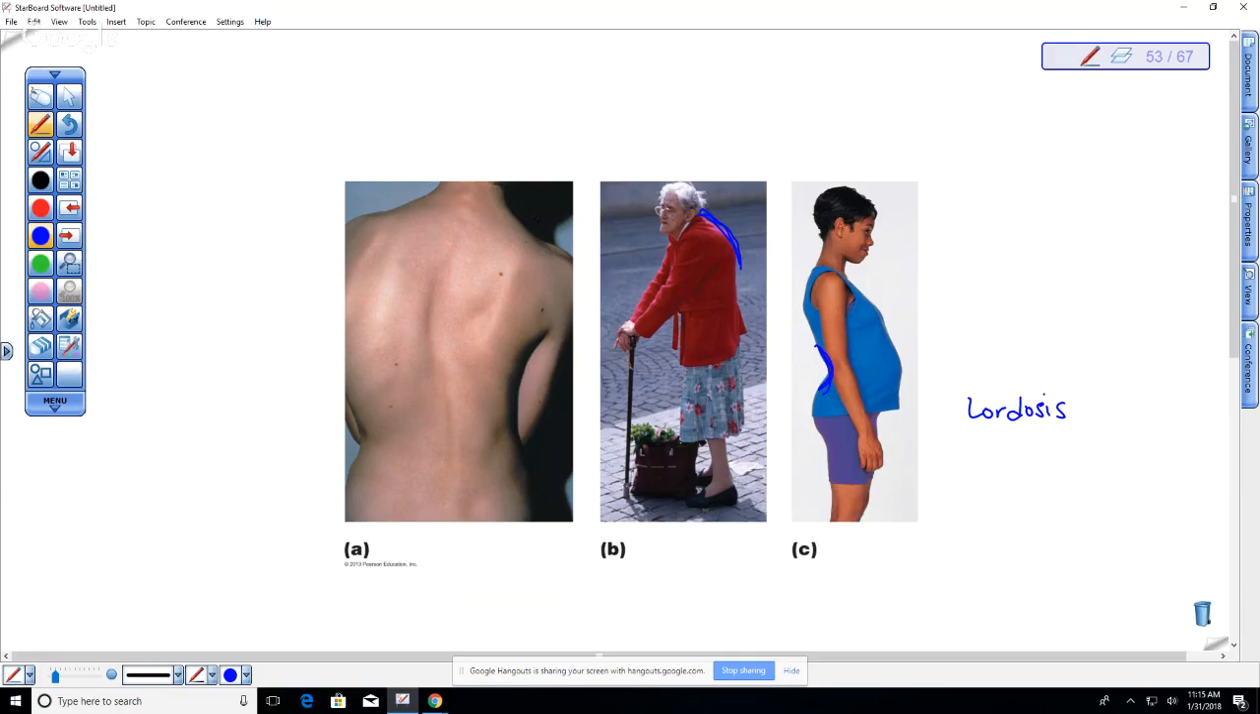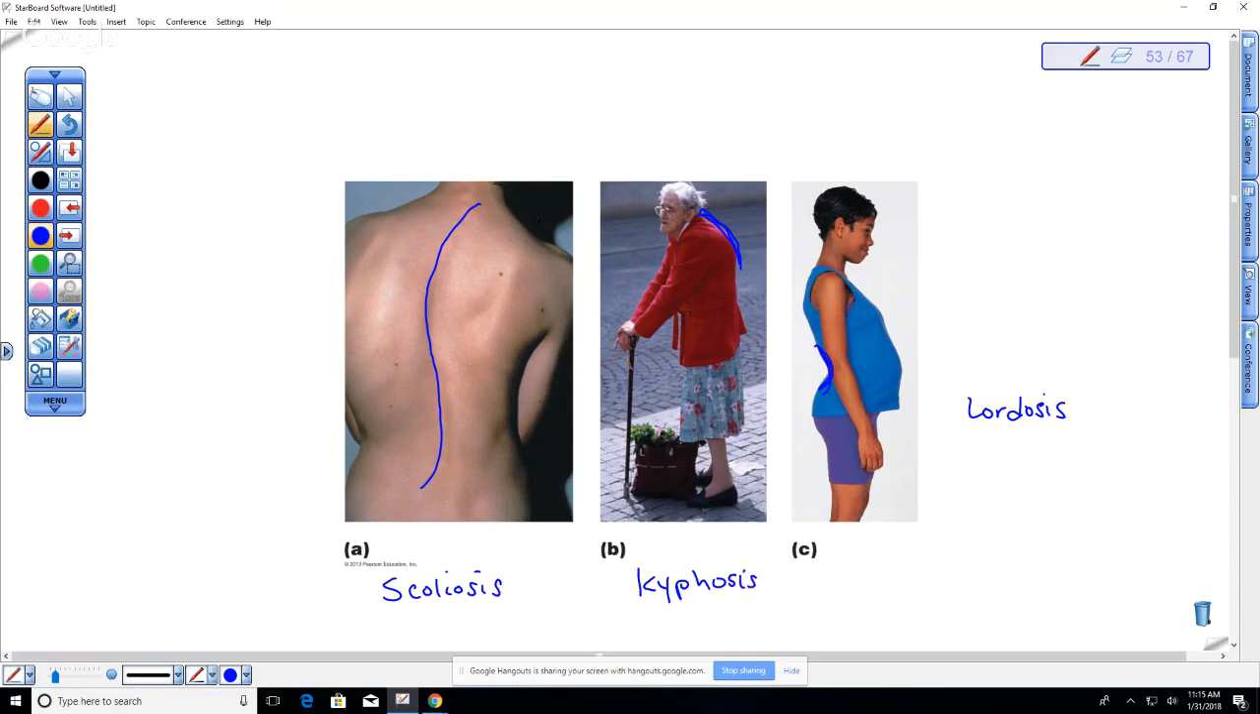So what is this one where the spine has an arch to the side, which would be lateral instead of convex or concave? What is that called? Does anybody know? Scoliosis. Okay. And then this one's kyphosis.